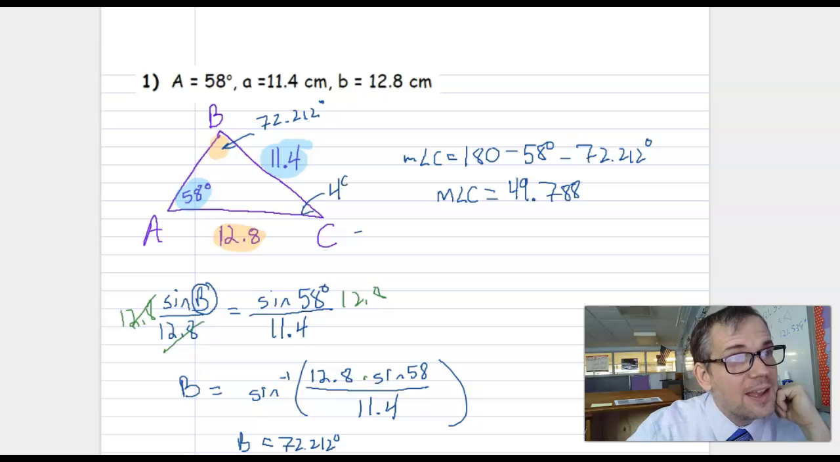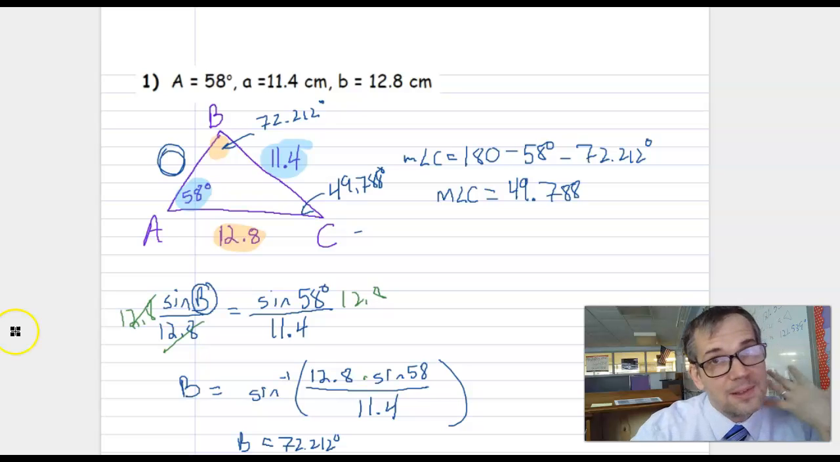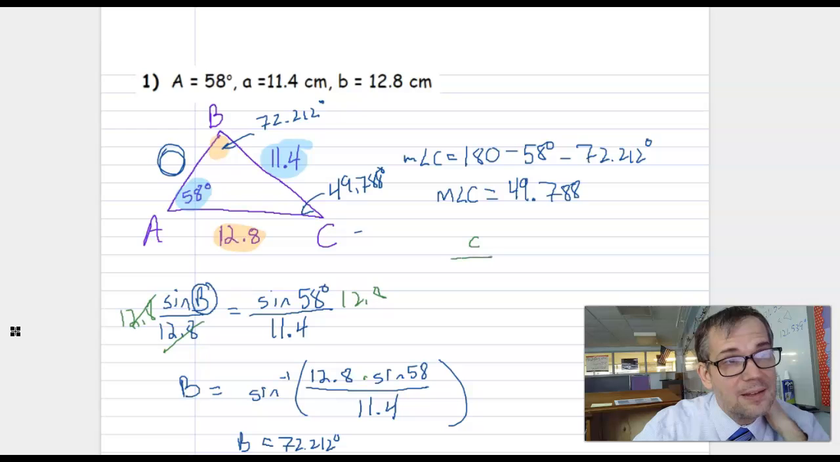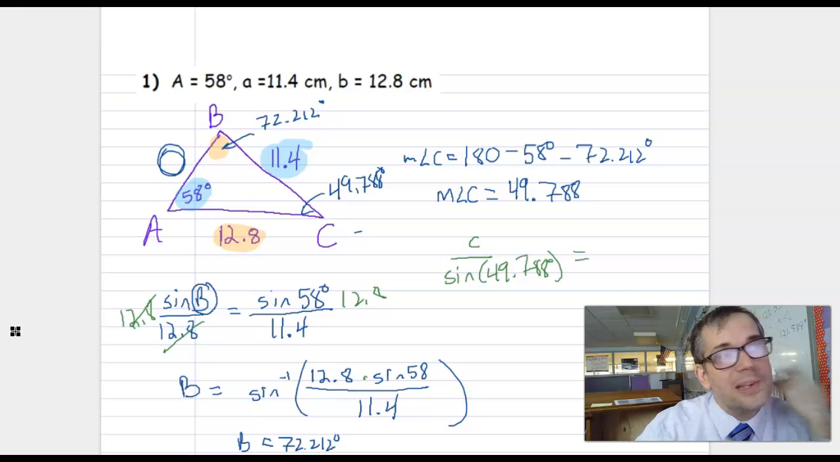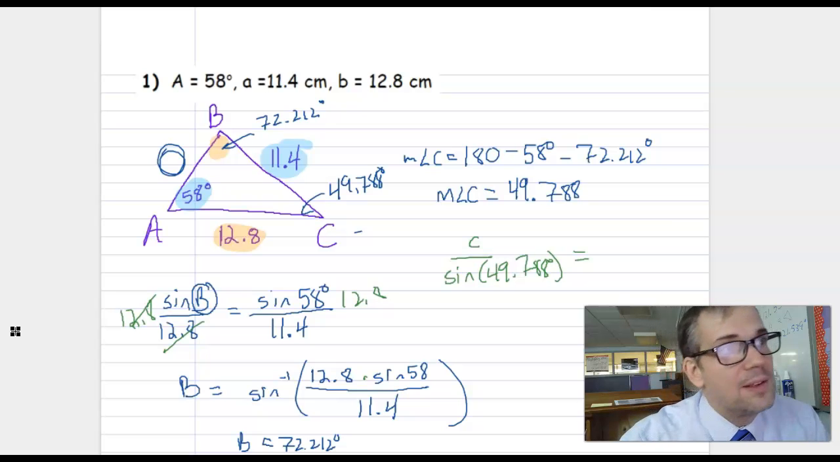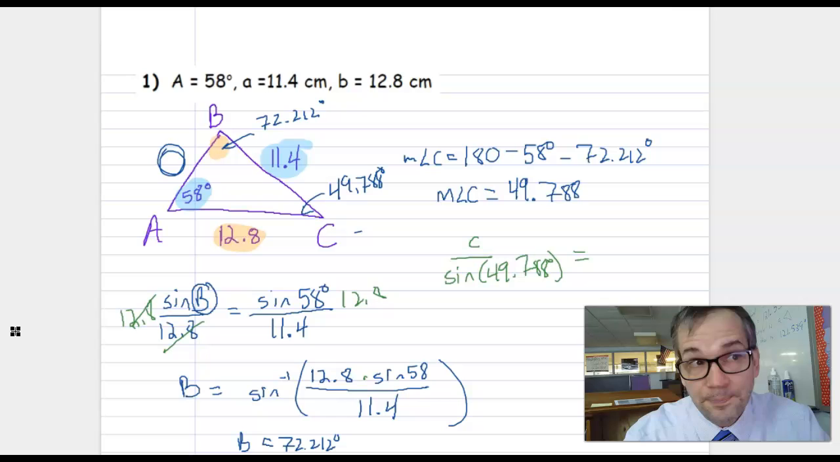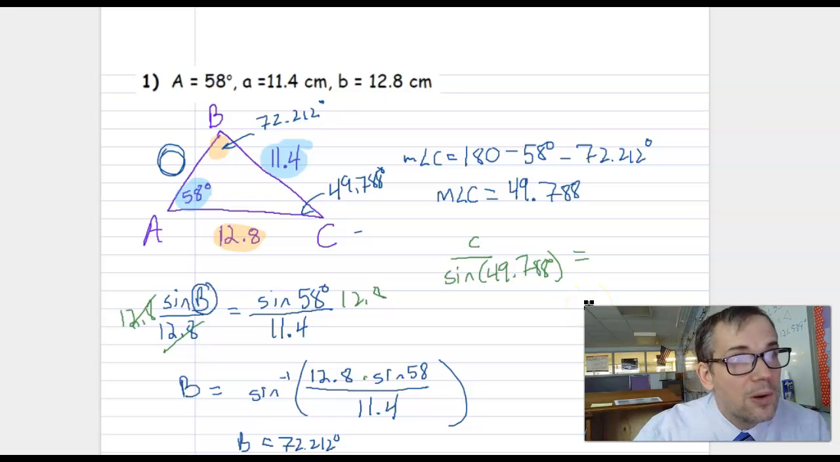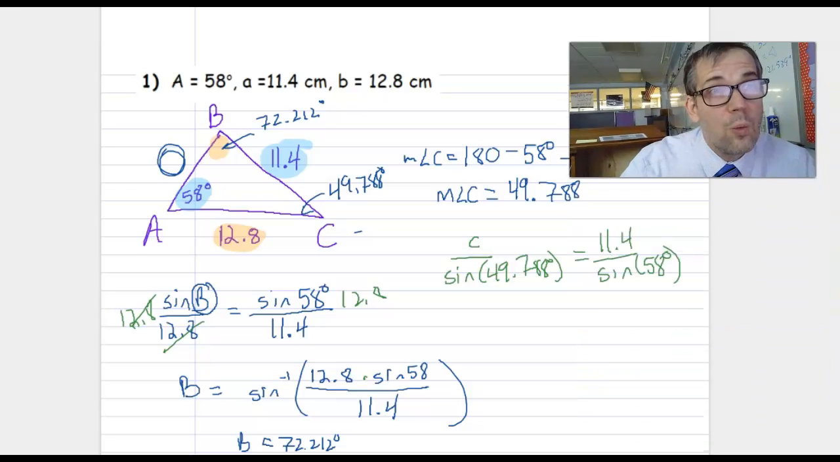And now I can use that new angle to find this missing side. So I'll use law of sines again, but this time it's the missing side. So I'll say that missing side divided by the sine of the angle opposite of it, which I just found using old geometry from elementary school, is going to equal, and you could either say 12.8 divided by the sine of 72.212, or you could say 11.4 divided by sine of 58. It doesn't matter because they're all equal to each other. I just tend to prefer using given information. So I'm going to say that 11.4 side divided by the sine of that 58 degrees is going to tell me what that missing side is.